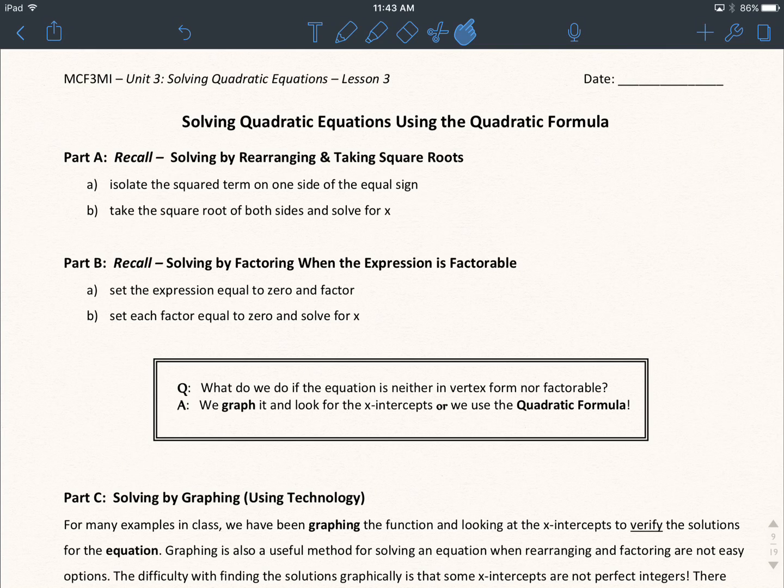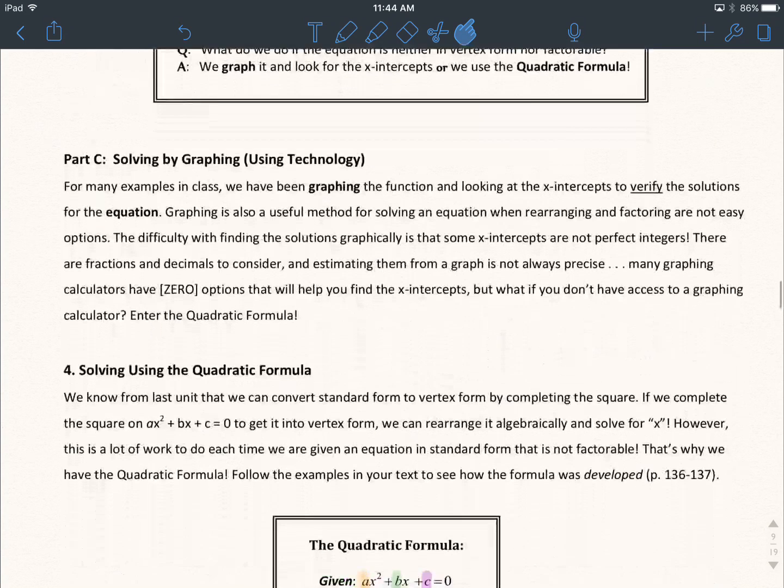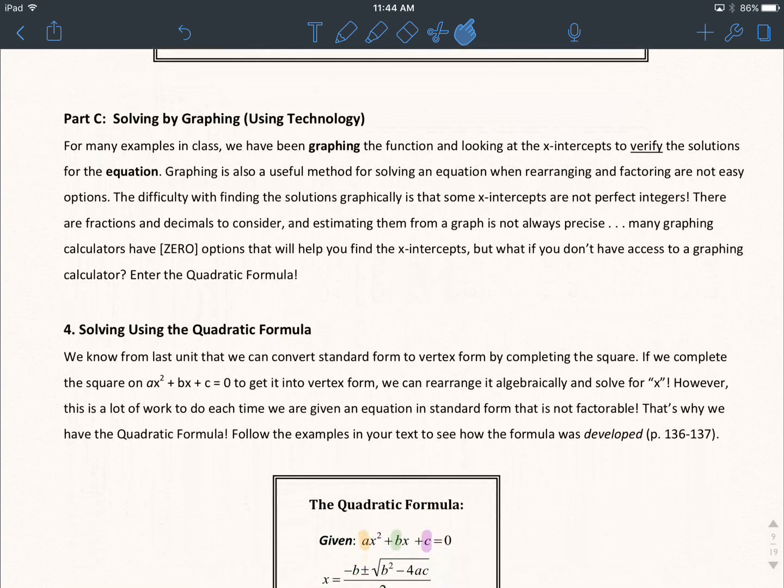I'm just skipping over the actual bulk of the words in this lesson. Really, part C talks about solving by graphing or technology. Now, graphing we did in Unit 2, and technology we'll be looking at more in other units, although it's hard to say if we'll even have time to look at the technology this year. And we're going to scooch right over to number 4, which is solving using the quadratic formula.